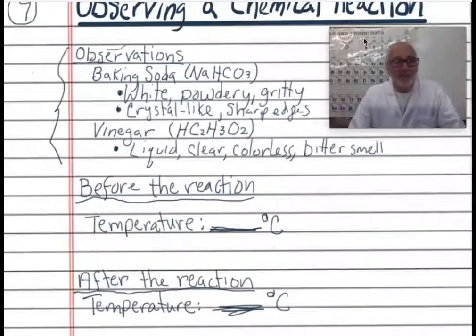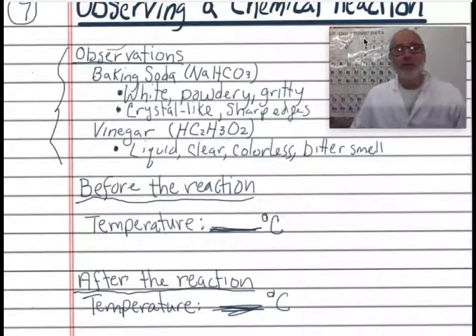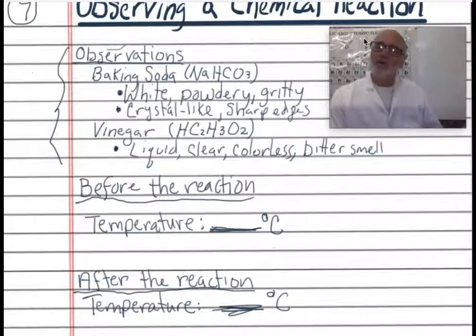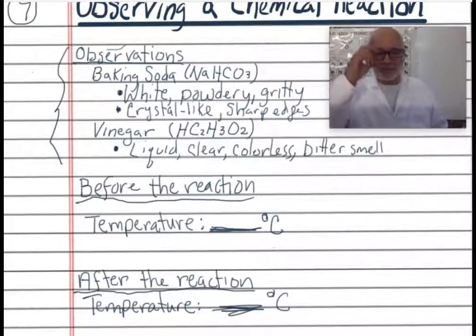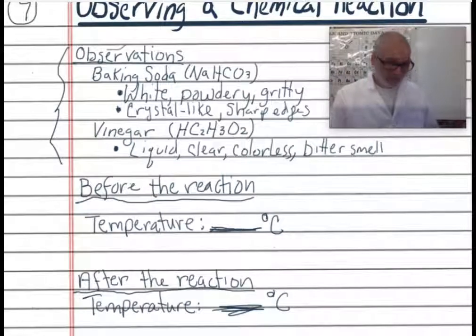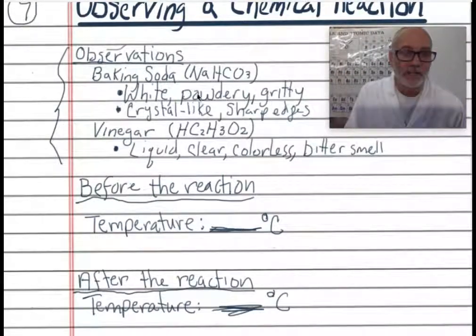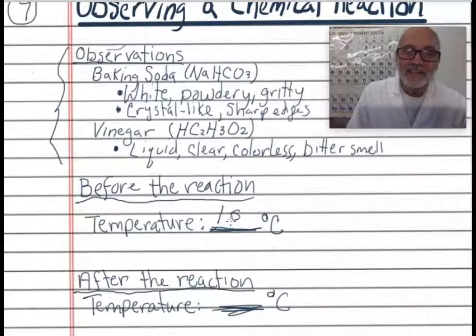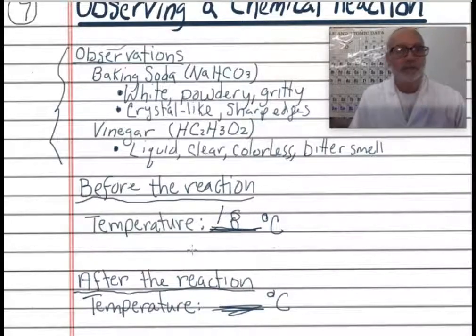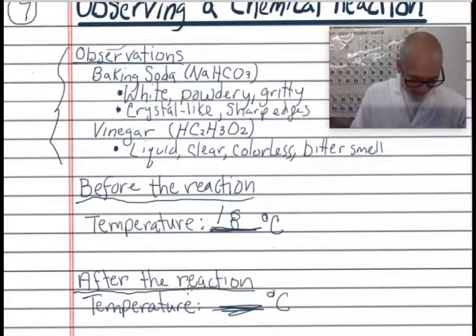Okay, folks, so we just did our experiment, and you were to put some observations into your notes. So you should have done that. I'm going to go over what I would have expected you to write down, just so you have some things in your notes. One thing we noticed was that before the reaction took place, we had, what was the temperature? It was 18 degrees Celsius, right? After we added the baking soda to the vinegar and the reaction took place, the temperature dropped to 13 degrees. And we watched that happen.